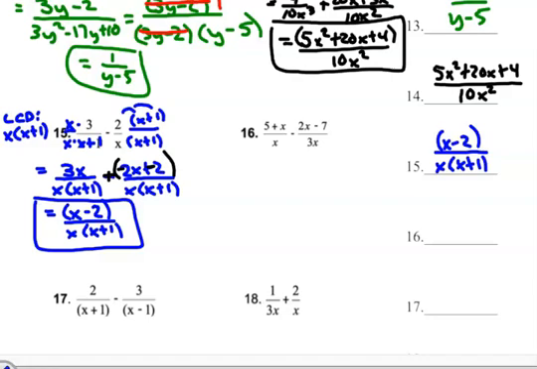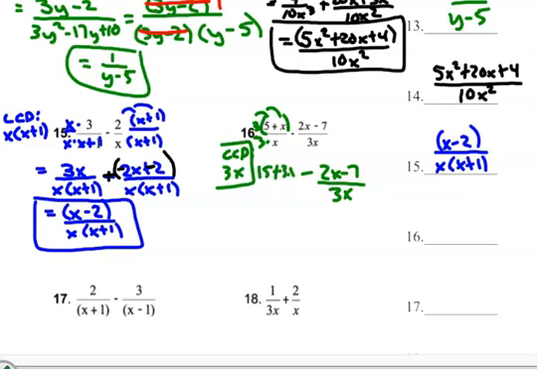Okay, number 16, the lowest common denominator is just going to be 3x. Okay, the fraction on the right is already over 3x, so I don't need to change anything on the right. The one on the left needs to get multiplied by 3 over 3, so I need to distribute a 3 in. So what we have here is 3 times 5, 15, and 3 times x, 3x.